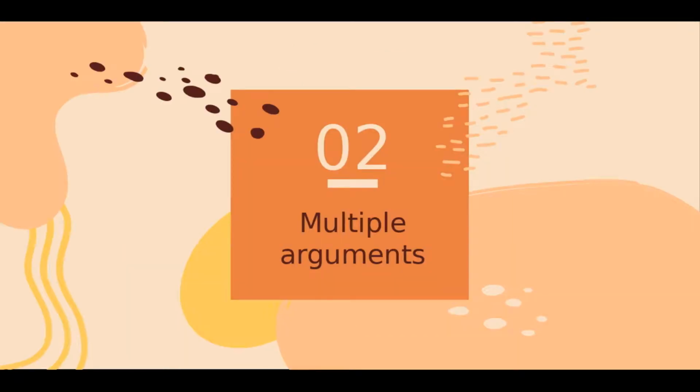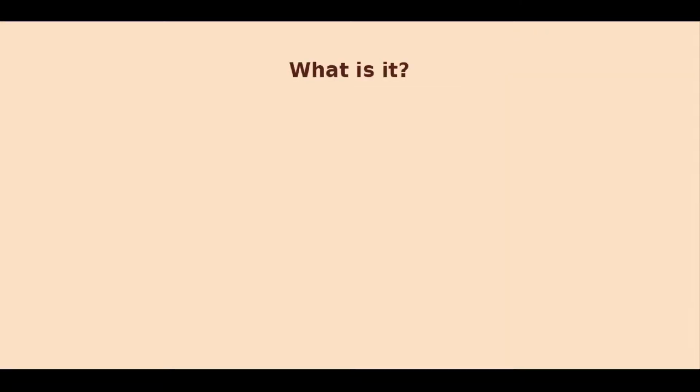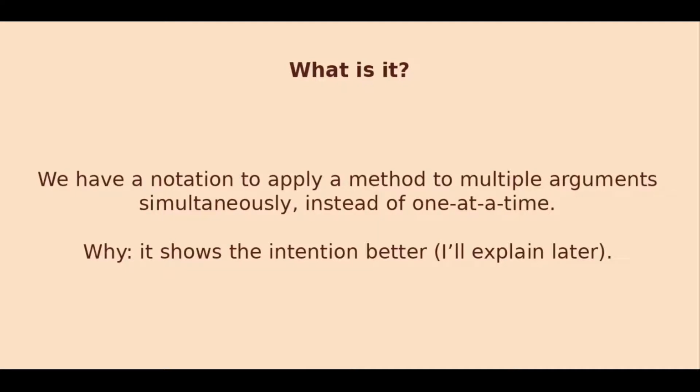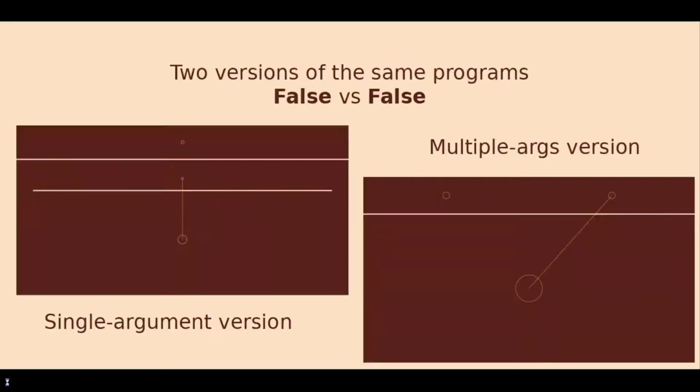So let's go with something new: multiple arguments. First of all, what is that? Multiple arguments is a notation where we apply a function to multiple arguments simultaneously instead of one at a time. The reason is that it shows the intention better. What that means, I'll explain later.